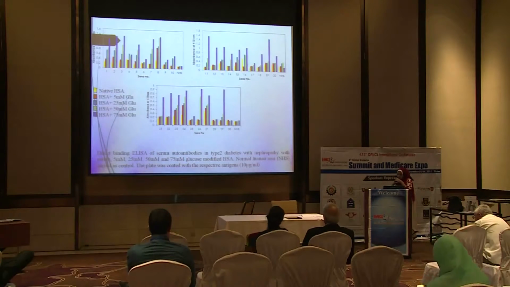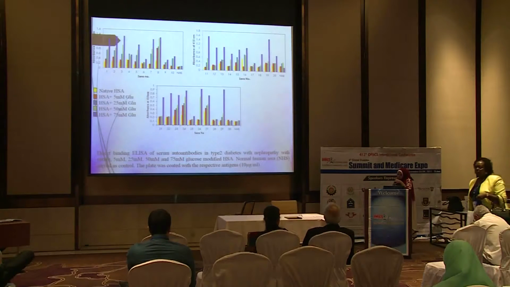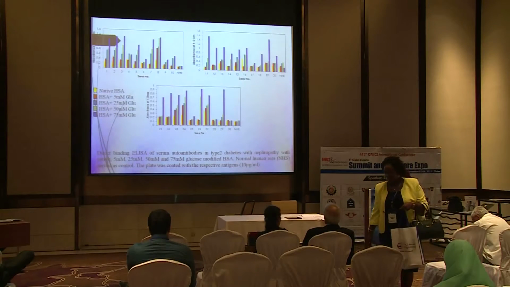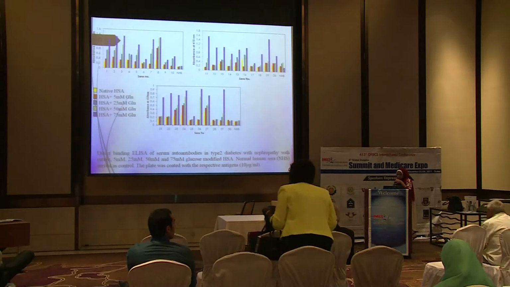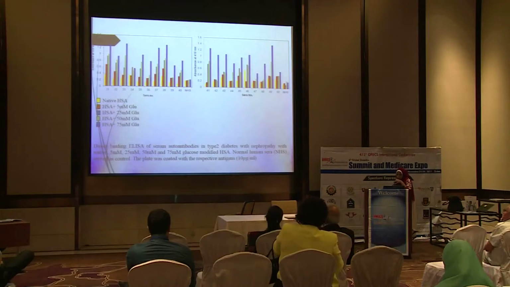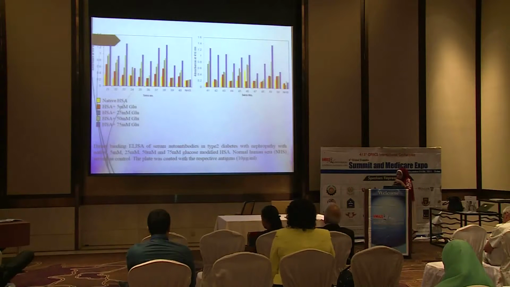In the case of diabetic nephropathy, 50 sera were tested for the direct binding ELISA to native and different concentrations of glucose modified HSA. As seen, most of the sera show highest binding with 75 millimolar glucose modified HSA with respect to the other antigens. Out of the 50 sera, 24 sera, meaning 48% sera, show highest binding with 75 millimolar glucose modified HSA, whereas in this case normal healthy subjects did not show any appreciable binding with any of the antigens.